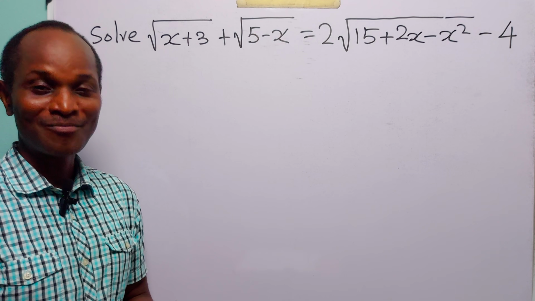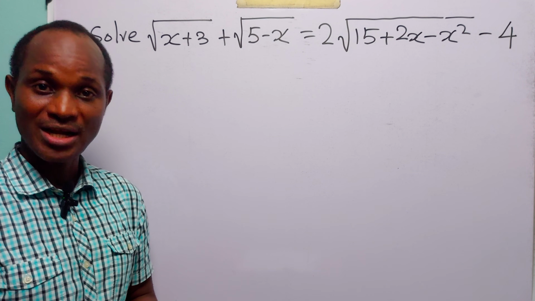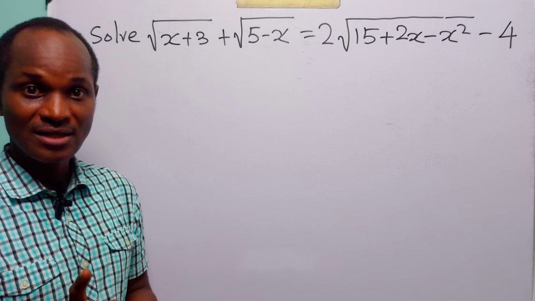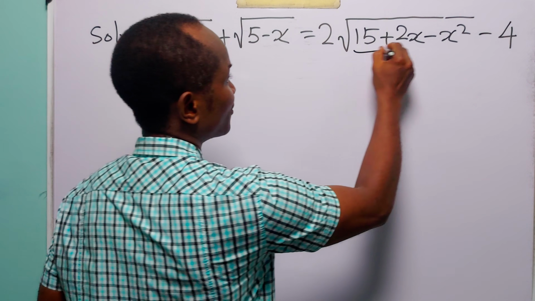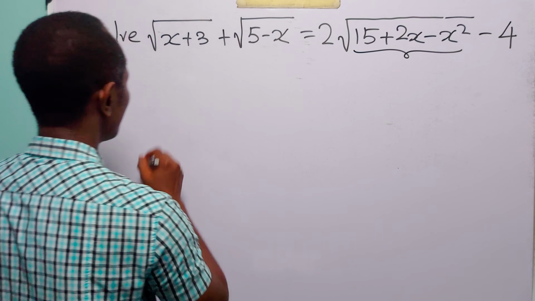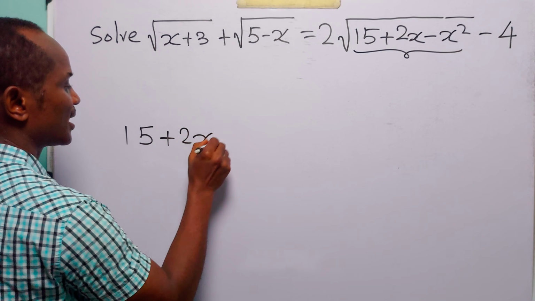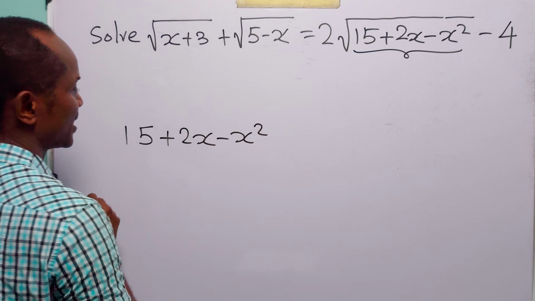Hello and welcome. There's a very simple way to solve this radical equation for real values of x. And the first thing we are going to do is to factorize this quadratic expression under the square root sign. Now we have 15 plus 2x minus x squared.